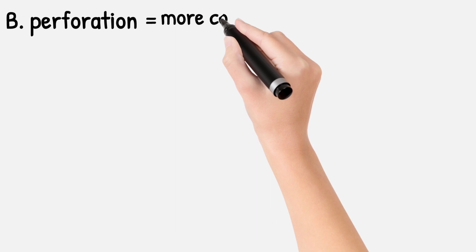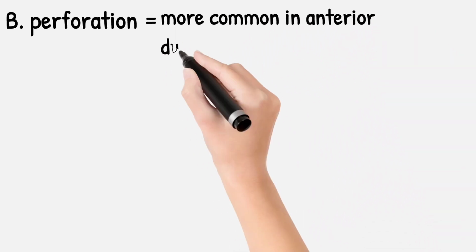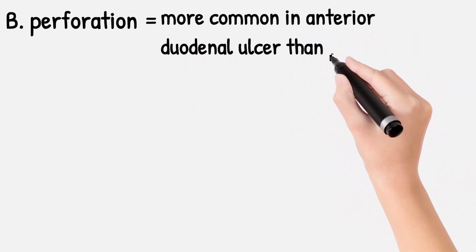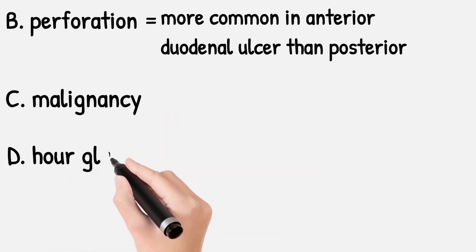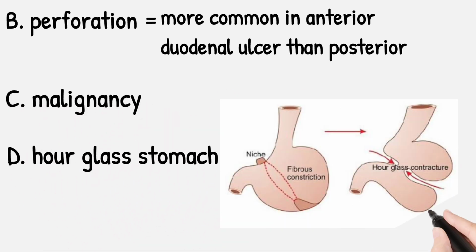Perforation is more common in anterior duodenal ulcer as compared to posterior duodenal ulcer. Malignancy and hourglass stomach are other complications.